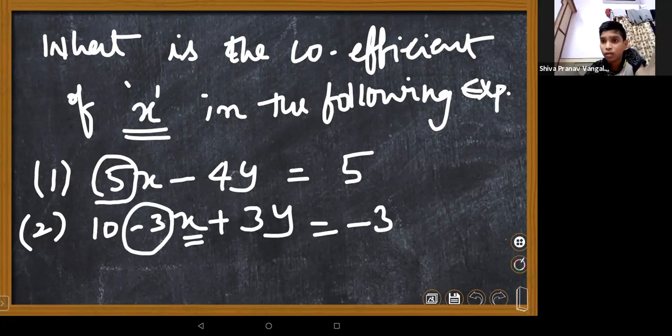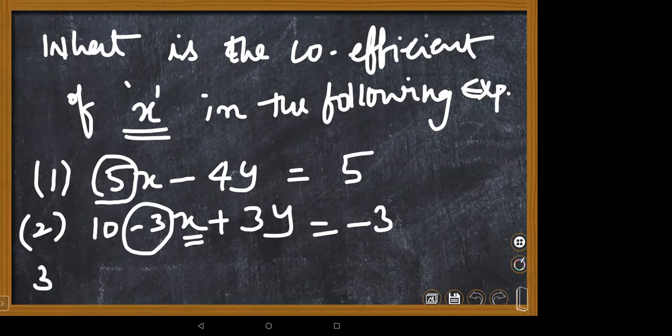Ma'am, Nana, how do you find whether that is plus 3 or minus 3, ma'am? Which one? Ma'am, in the second one, minus 3. Ma'am, it is the symbol between them, like 10 minus 3, like that, ma'am.